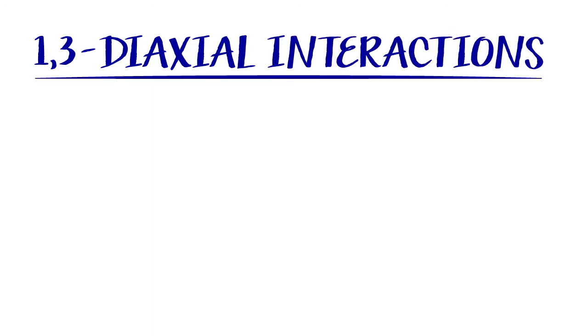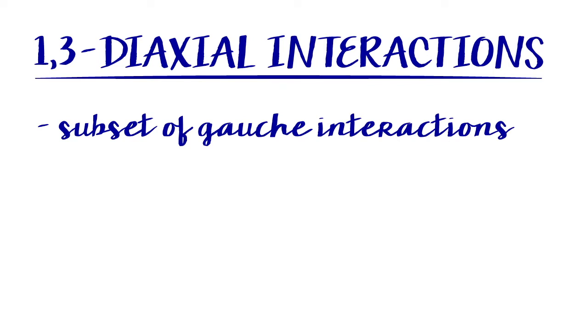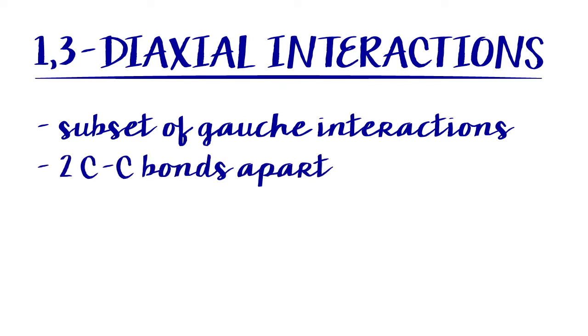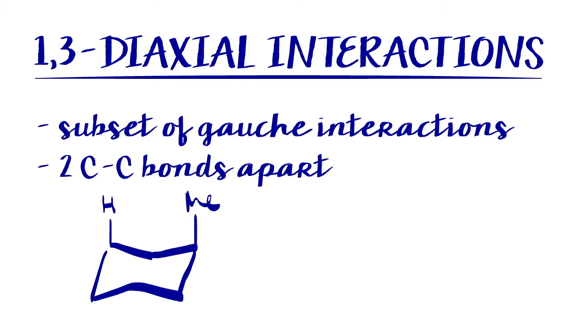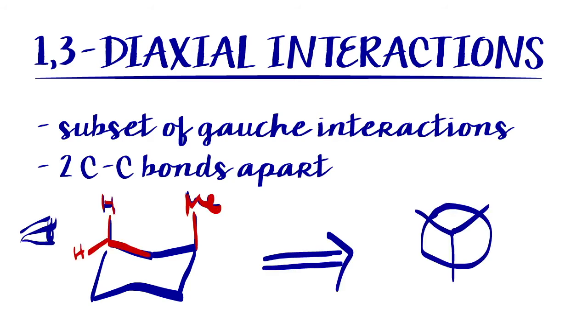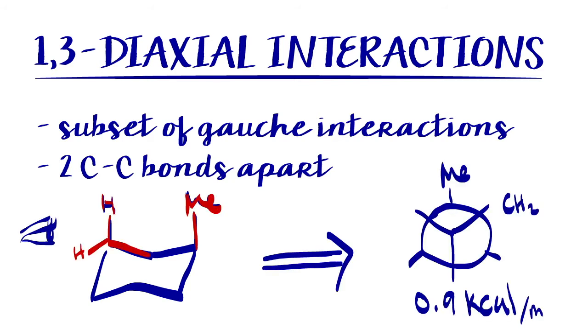The second type of interaction is a 1,3 diaxial interaction. These are a subset of gauche interactions, so they are also due to steric strain. These occur between groups that are two carbon-carbon bonds apart. As the name suggests, they can only occur between axial groups. They wouldn't work between groups on adjacent carbons, since one group would be axial up and the other axial down. In this example, the 1,3 diaxial interaction occurs between the methyl substituent and the axial hydrogen 2 carbons away. This methyl-hydrogen diaxial interaction holds 0.9 kcal per mole of energy.